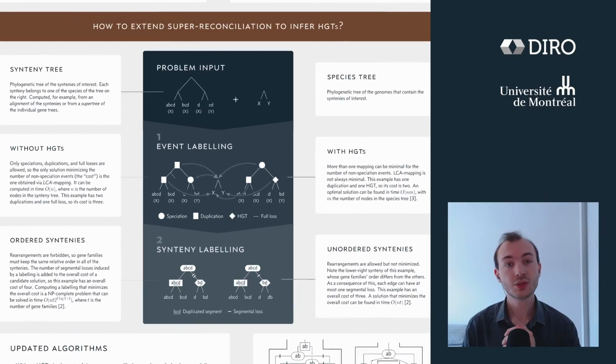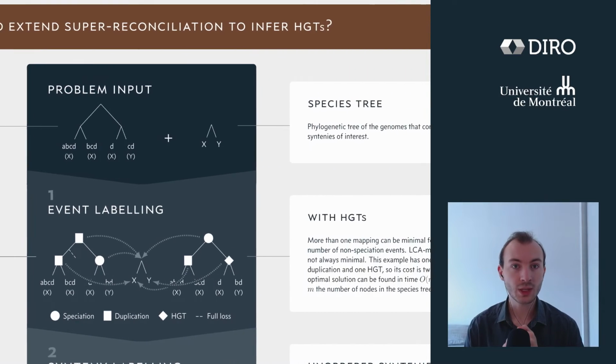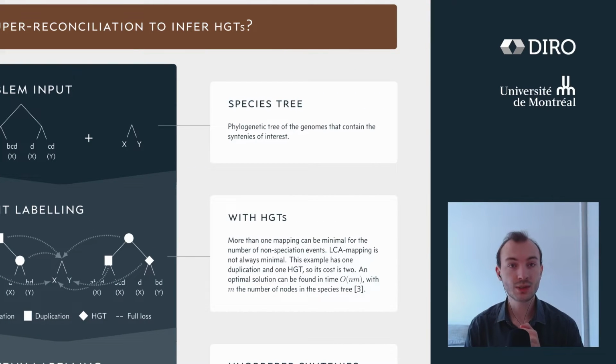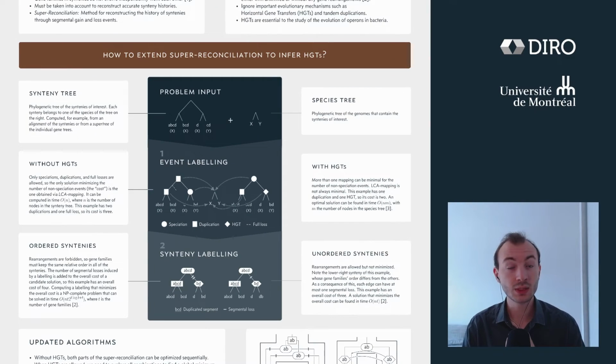In the superreconciliation problem, we are given two trees, a syntheny tree and a species tree. The syntheny tree is a phylogenetic tree of the synthenies that make up the family that we want to study. Each one of the extant synthenies belongs to a species of the species tree on the right. What we want in the output is a labeling of the internal nodes of the syntheny tree with both events and ancestral synthenies. And we wish to find such labelings that minimize the number of non-speciation events and the number of segmental losses from one ancestral syntheny to the other.